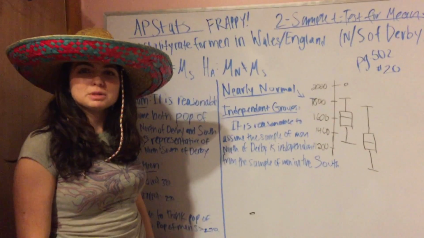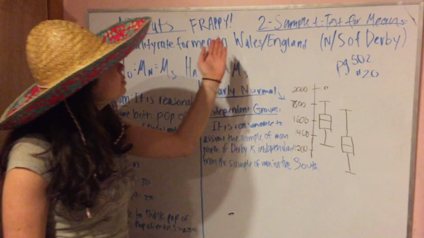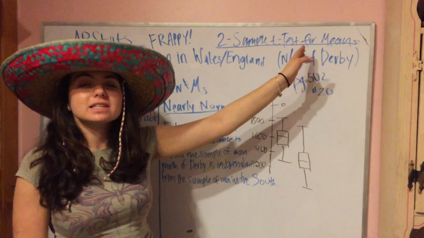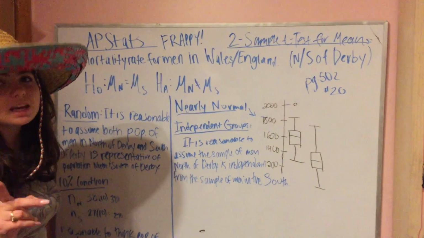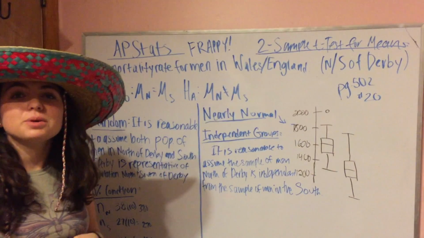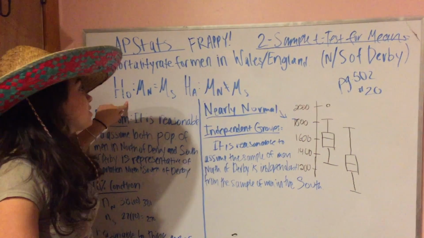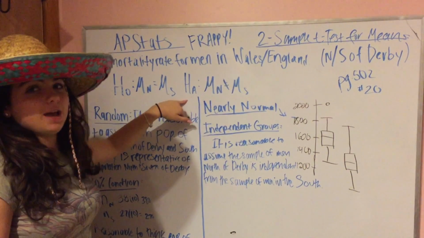Hi class, my name is Professor Nacho, and today I will be explaining to you how to perform a two-sample t-test for means. This is very exciting stuff, I promise. So, in this problem, the first thing we have to do is make up two hypotheses. The null hypothesis and the alternate hypothesis.